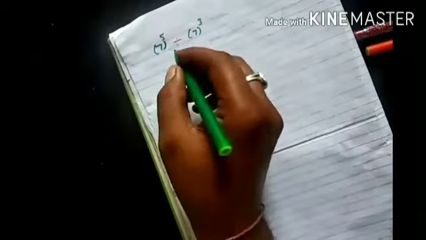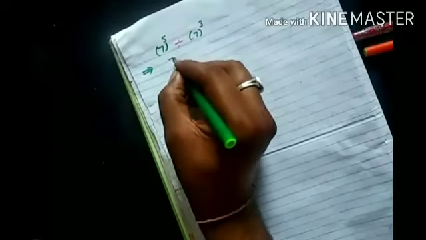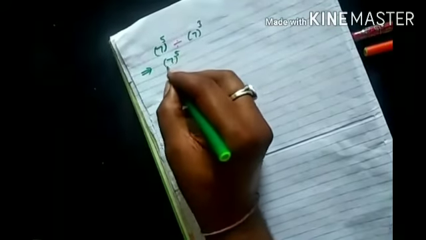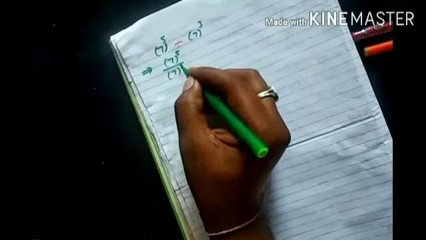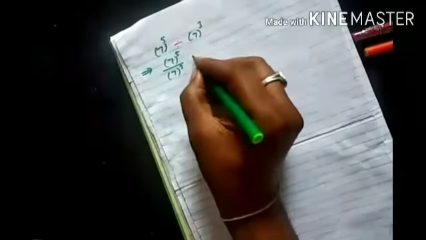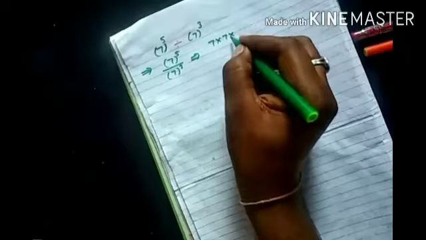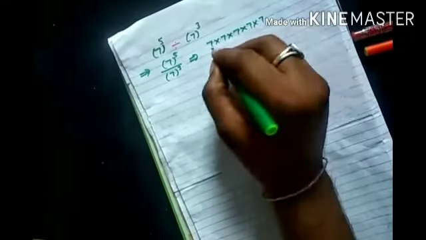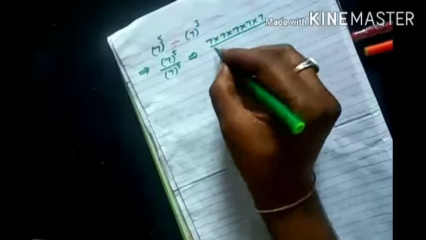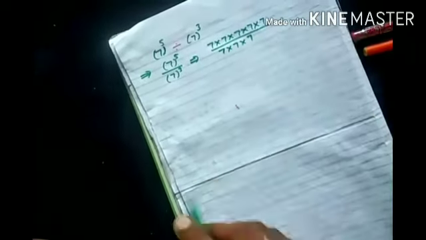Now, the meaning of this is 7 to the power 5 and 7 to the power 3. Now you will see, I will write this 7 how many times? You know, 5 times. And in the denominator I will write this 7 how many times? That is 3 times.